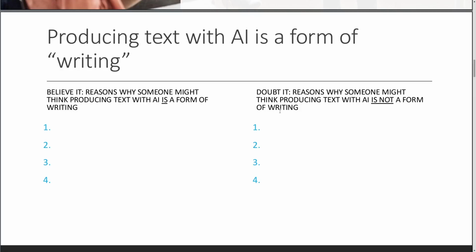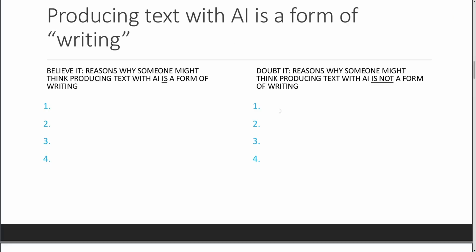I might want to remind them, because they just barely met me, that they are probably sometimes uncomfortable with doing the believe it and the doubt it. They might think I'm just asking for their opinion, or just asking for their doubts. But what I really want is for them to look at it from both sides. They don't have to express their opinion here. It's just, why would someone think it is a form of writing, and why would someone think using AI is not a form of writing? And so we would do this believe it or doubt it.